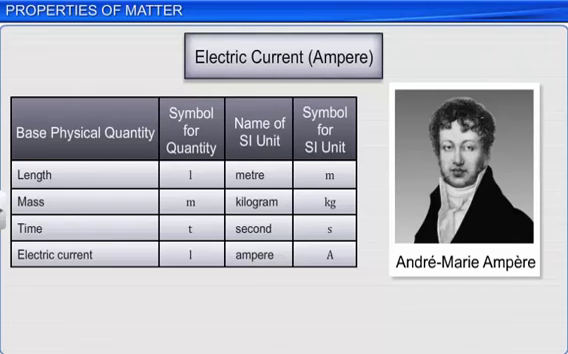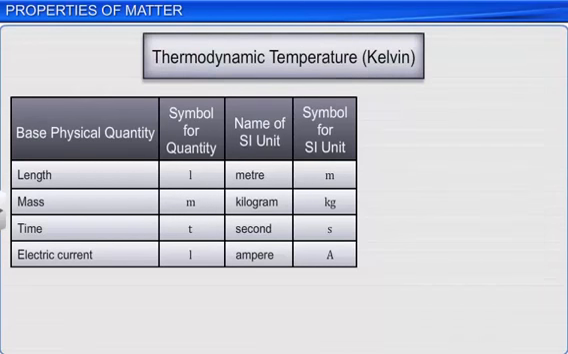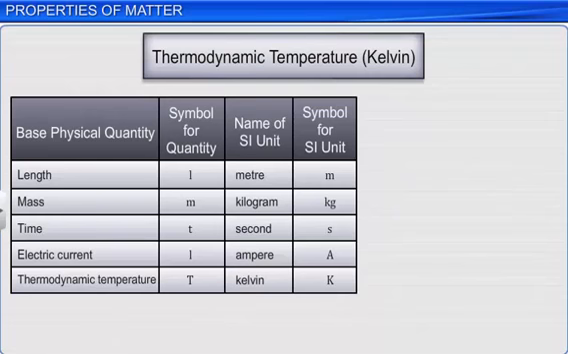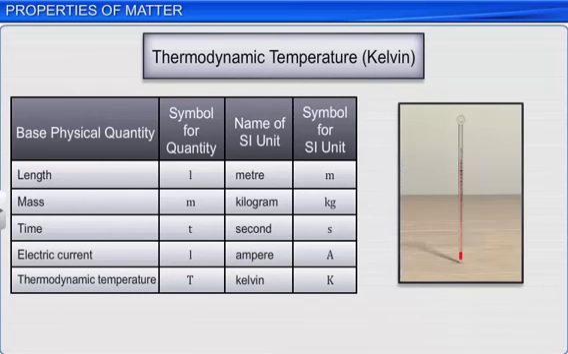The SI base unit of thermodynamic temperature is Kelvin. It is the fraction of 1/273.16 of the thermodynamic temperature of triple point of water.